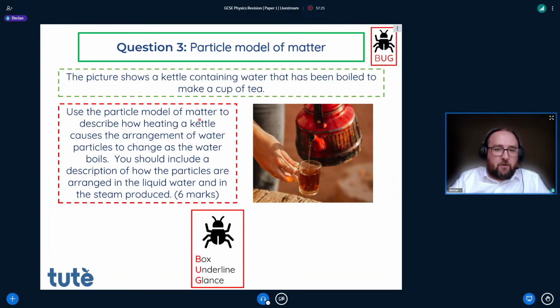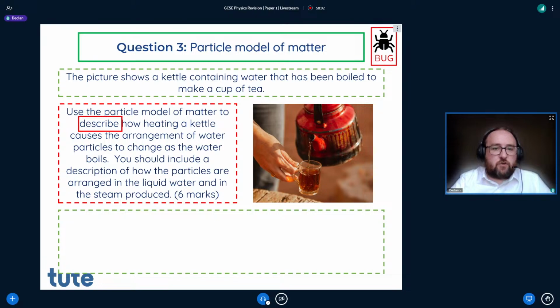Use the particle model of matter to describe how heating a kettle causes the arrangement of water particles to change as the water boils. You should include a description of how the particles are arranged in the liquid water and in the steam produced. When we get these big wordy questions, I like to do BUG: boxing the command words, where it's telling me exactly what to do, which is hidden in this one, underlining any important information, and then having a glance at those marks.